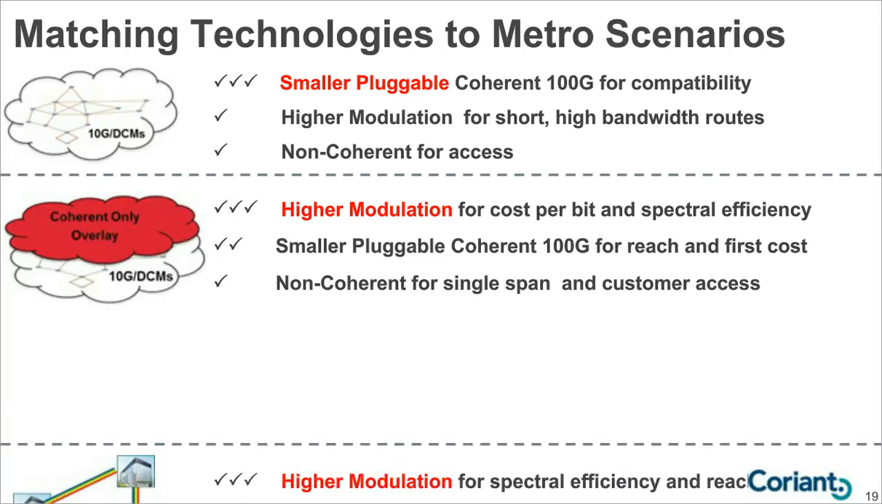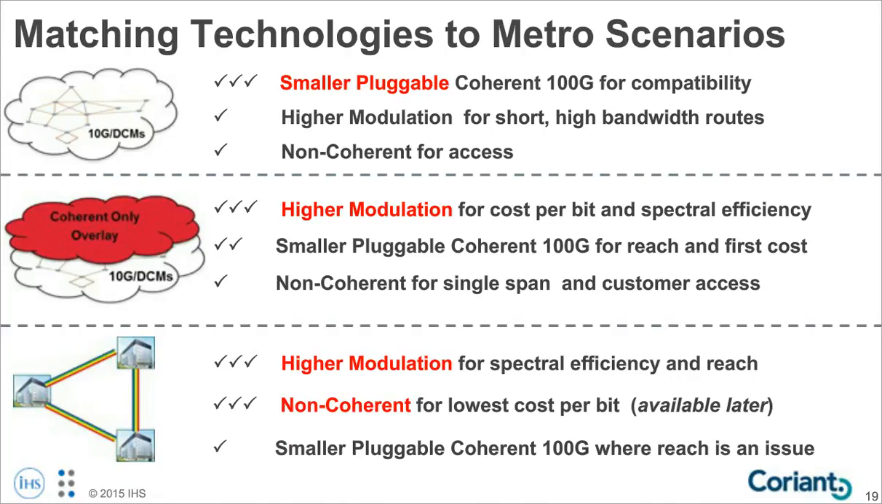And then finally, the data center interconnect. Really here there are two horses in this race. There's the higher modulation for spectral efficiency and reach, and the non-coherent for the lowest cost per bit. So really depending on the scenario and which is the priority, spectral efficiency or lowest cost per bit, and also depending on timing, there's a strong role for both of those technologies, and also maybe a more niche role for smaller pluggable coherent 100 gig, particularly where reach is an issue.